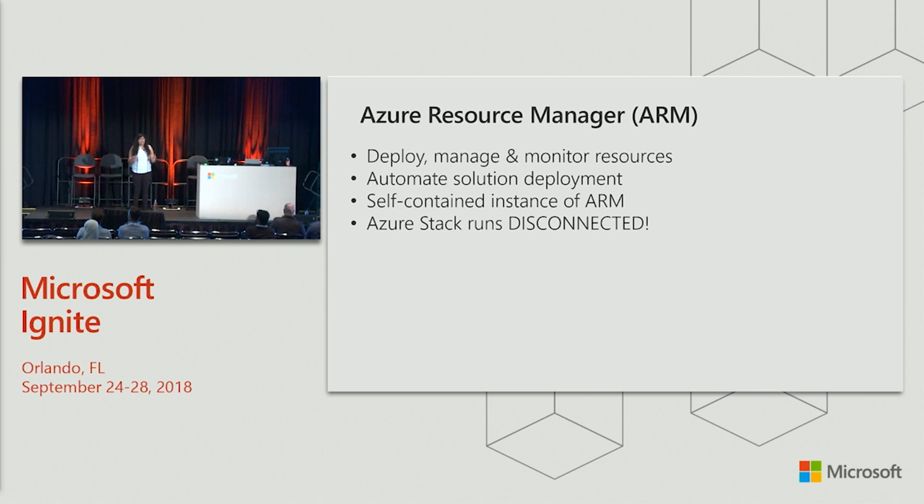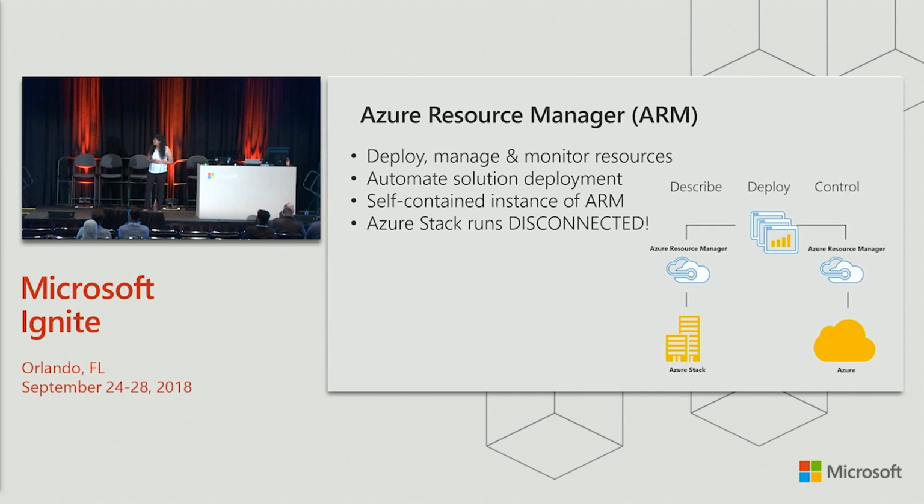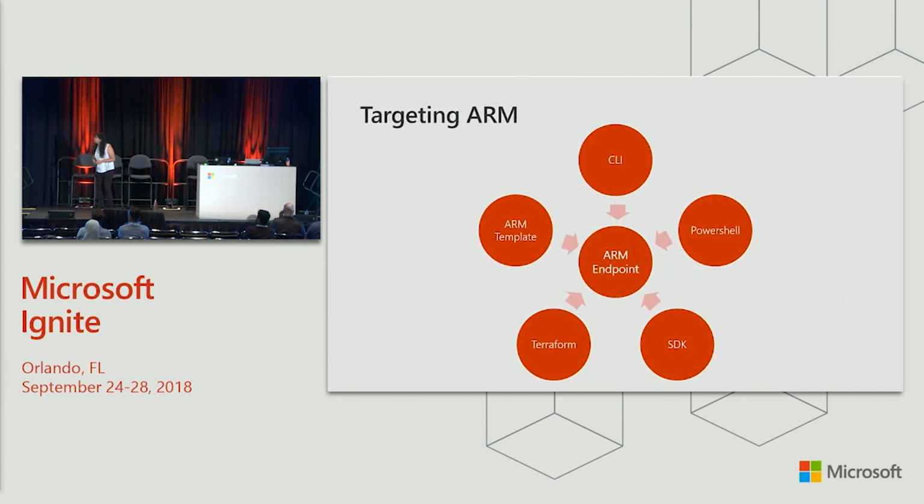Each Azure Stack has an Azure consistent self-contained instance of ARM that is able to process REST API calls. Because of this, you can run Azure Stack disconnected from the public internet, and you can still continue to deploy your favorite applications and access them. There are different ways to target ARM, and these work across Azure and Azure Stack as well. It could be CLI, PowerShell, your various SDKs, the ARM templates, as I mentioned, and even Terraform.